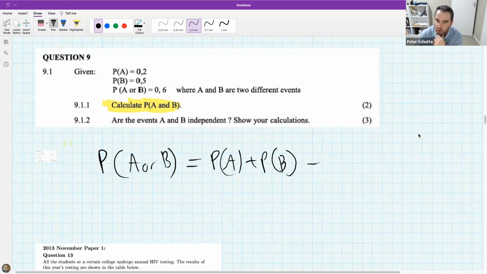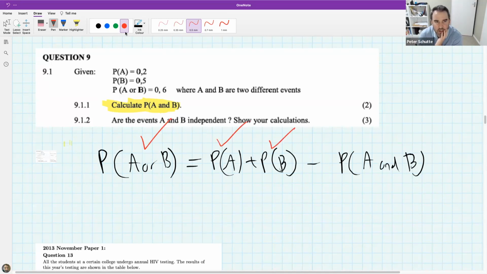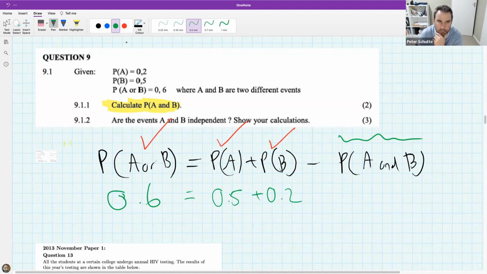What you will need to know is this. Now, how many of these do I have? Well, I've got the A or B, I've got the A and I've got the B, but I don't have this bit. But I know this should be 0.6. I know this should be 0.5. I know this should be 0.2. But something's not quite right here.